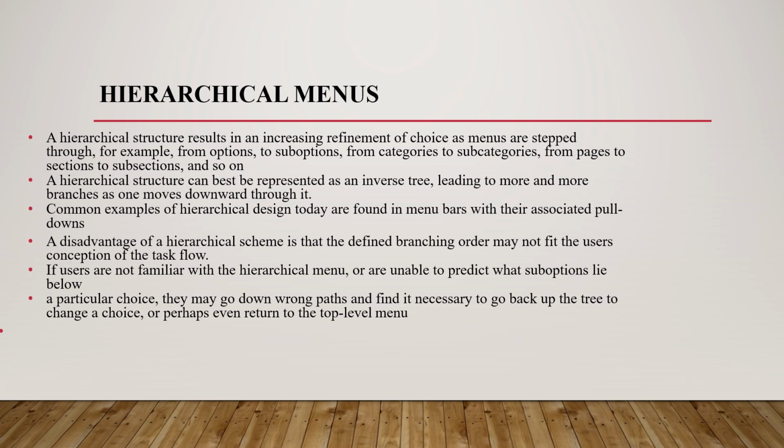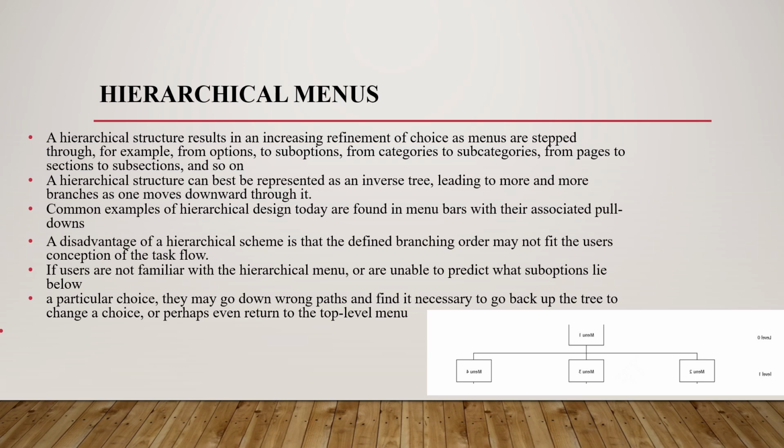It might be arranged in an inverse tree, leading to more and more branches as one moves downward through it. So here the hierarchical menus are arranged in the form of a tree structure which has the breadth and the depth. Common examples of hierarchical design today are found in menu bars with their associated pull down menus.